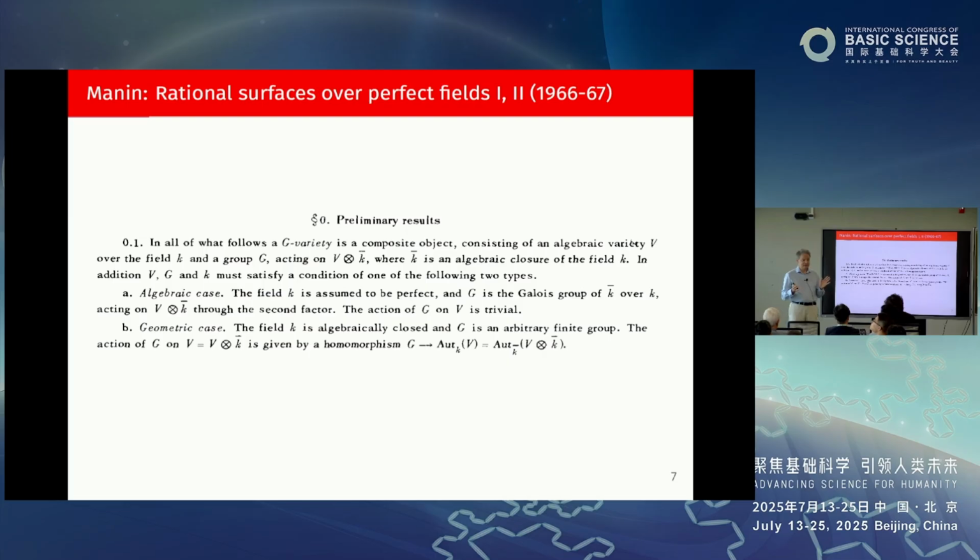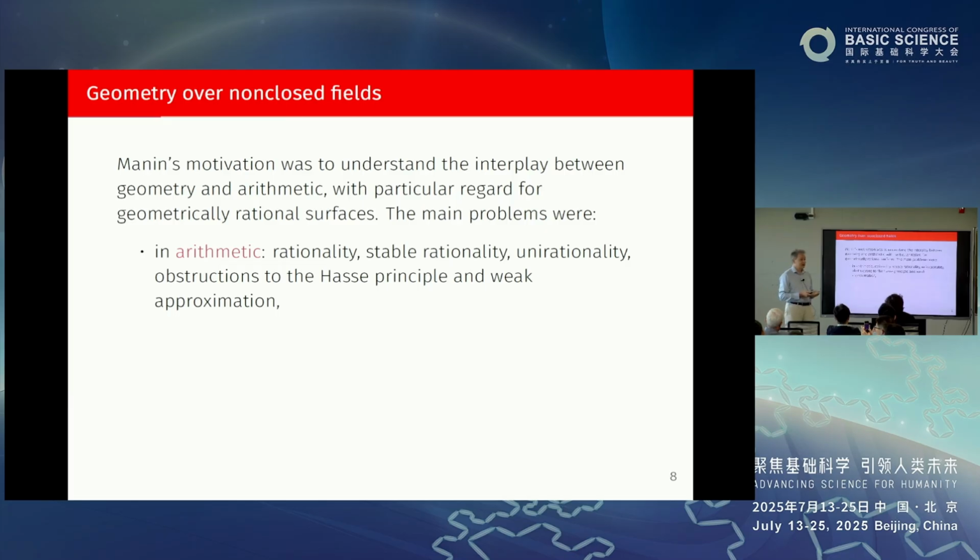Now, this view that you should approach these questions, Galois actions and geometric actions, at the same time was put forward by Manin in his paper in the 60s. He writes about the algebraic case and the geometric case. His main motivation was to understand birational geometry of Del Pezzo surfaces over non-closed fields, with applications to questions in arithmetic, the Hasse principle, weak approximation, and things like this, unirationality.